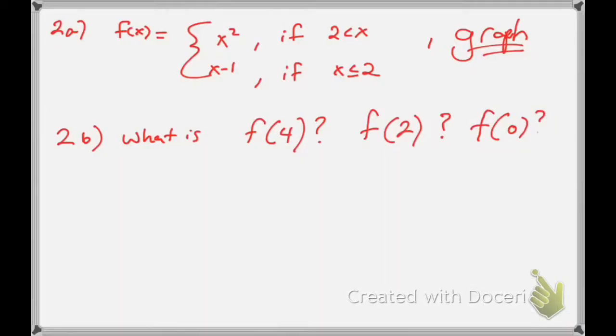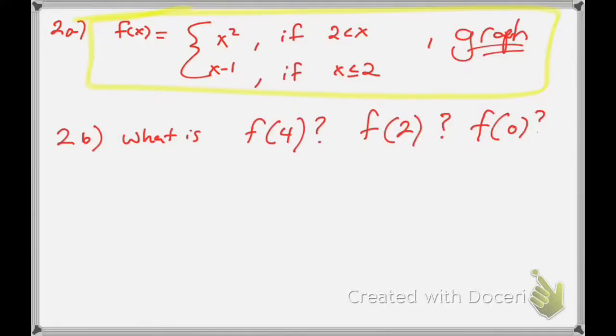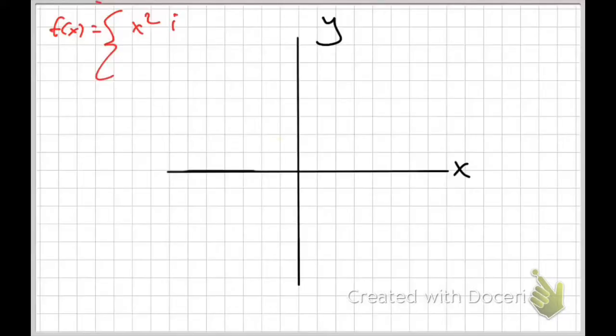Example 2. So this is our piecewise function here. Let's go ahead and graph it. So I have x squared if x is greater than 2, and x minus 1 if x is less than or equal to 2. So let's start with x squared, if x is greater than 2, and then x minus 1 if x is less than or equal to 2.